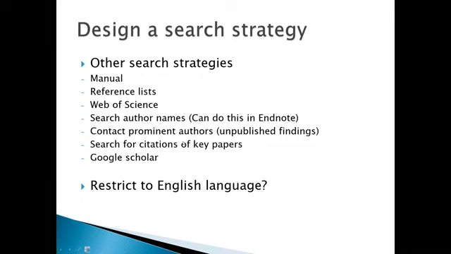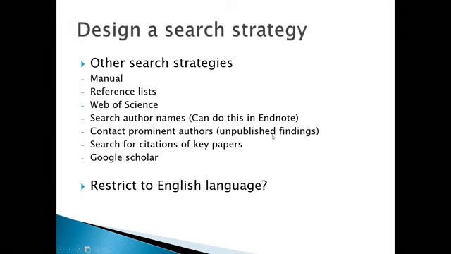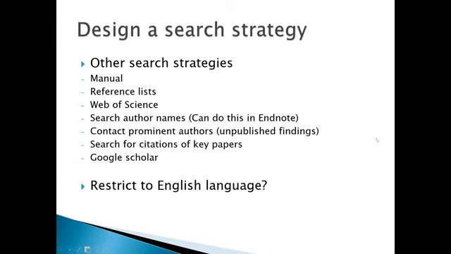You could contact prominent authors, and again, this is probably not something that I strongly encourage, but certainly if you want to make sure you don't miss anything, you might contact them and ask if they've got any unpublished findings which are about to come out. The only time I would probably do this is if you've seen a conference presentation or an abstract and the study looks like it will fit your systematic review.